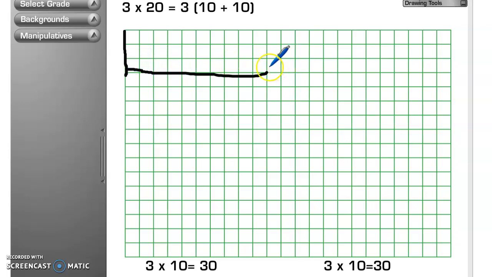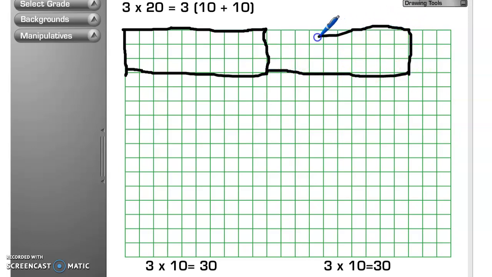I'm going to be separating that 20 into two 10s like I've shown at the top of the screen. So 3 times 20 equals 3, and then 10 plus 10 in the parentheses. So there's my first 30. And then I'm going to do the same thing. So 1, 2, 3, 4, 5, 6, 7, 8, 9, 10. So I'm going to make another box of 10. We know from our prior lessons that 3 times 10 is 30. So this is 30 and this is 30.